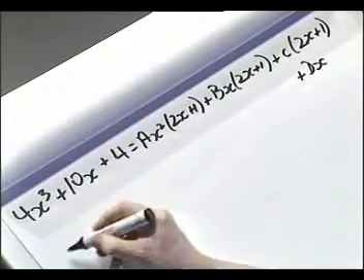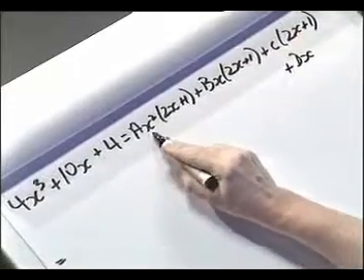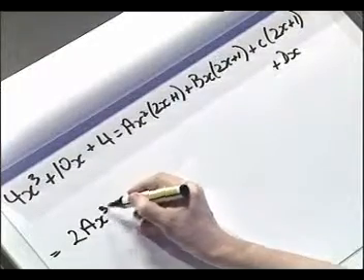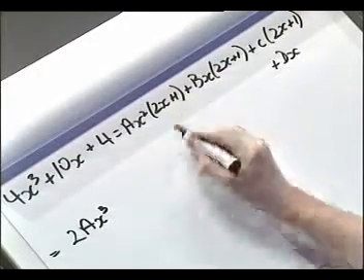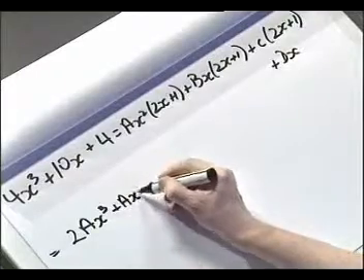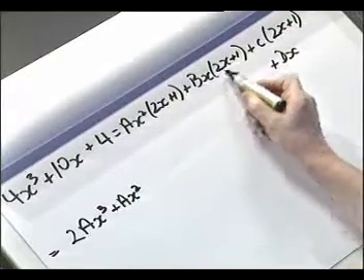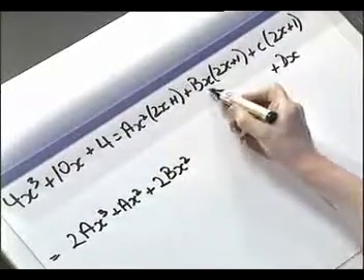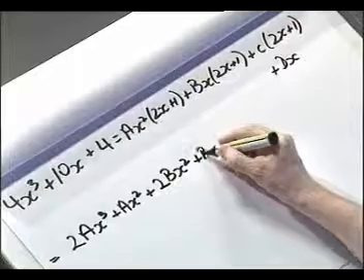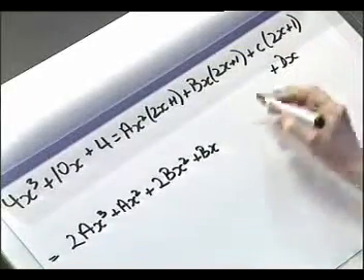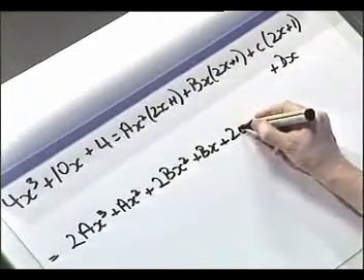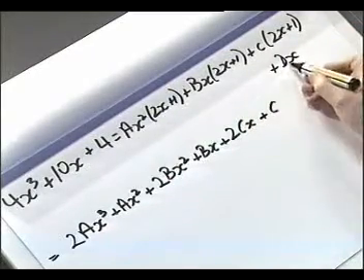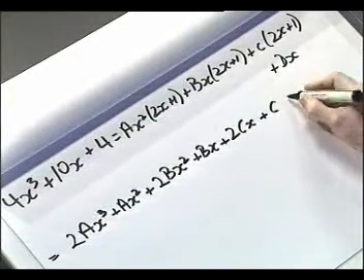I'm now going to multiply this out. Ax squared times 2x is 2ax cubed. Ax squared times 1 is just ax squared. This gives me 2bx squared. This gives me bx. This gives me 2cx. And this gives me c. And then plus dx.